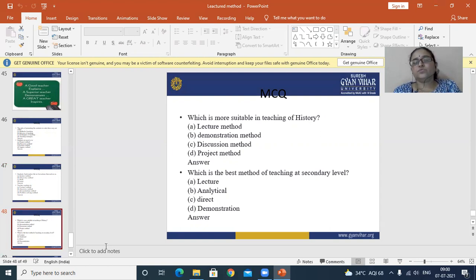Which is more suitable in teaching of history? Lecture method, demonstration method, discussion method, and project method. Which is the best method of teaching at secondary level? Lecture method, analytical method, direct method, and demonstration method. Choose. You have four options. Choose the appropriate answer.